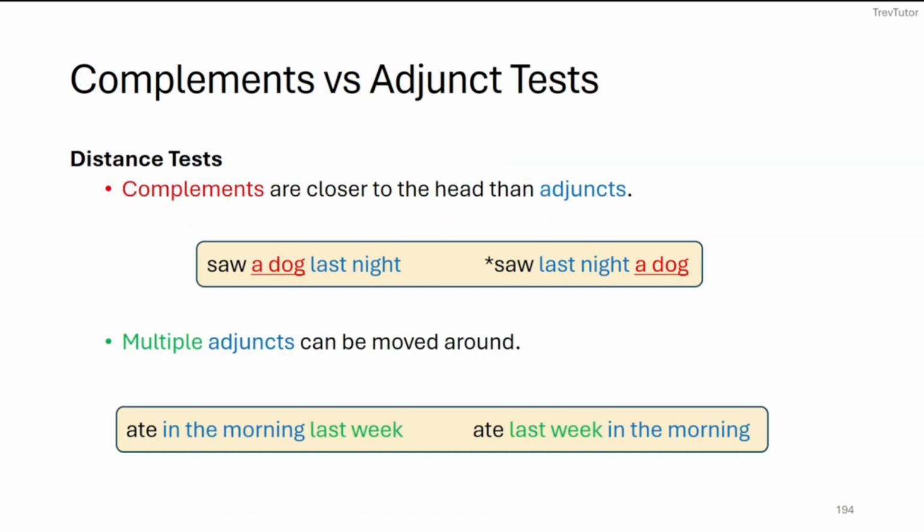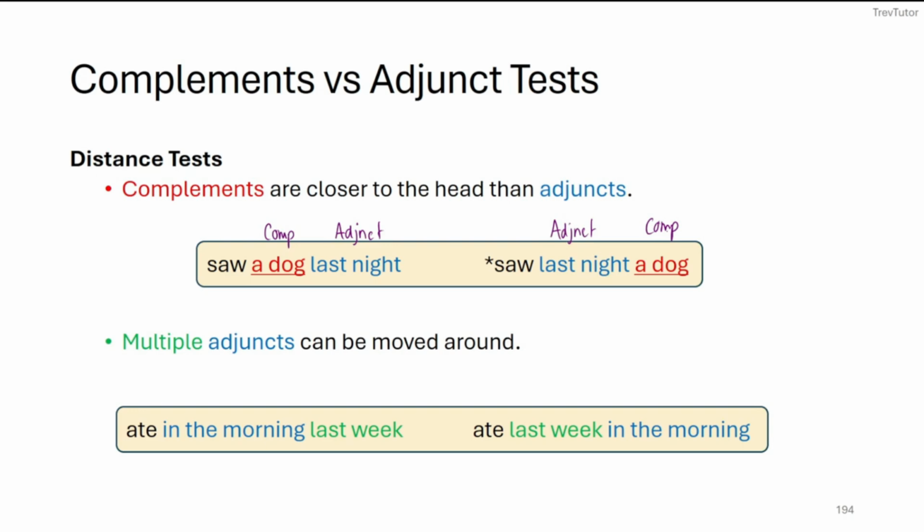So how can we test to see whether we have an adjunct or a complement? Well, there's a nice strict rule in English that complements are closer to the head than adjuncts. So what this means is if we have a case where we have both a complement and an adjunct, the complement has to occur first. So we can say saw a dog last night. That's fine. In fact, I'm going to just write adjunct here. But we can't say saw last night a dog. So we can't put our adjunct before the complement.